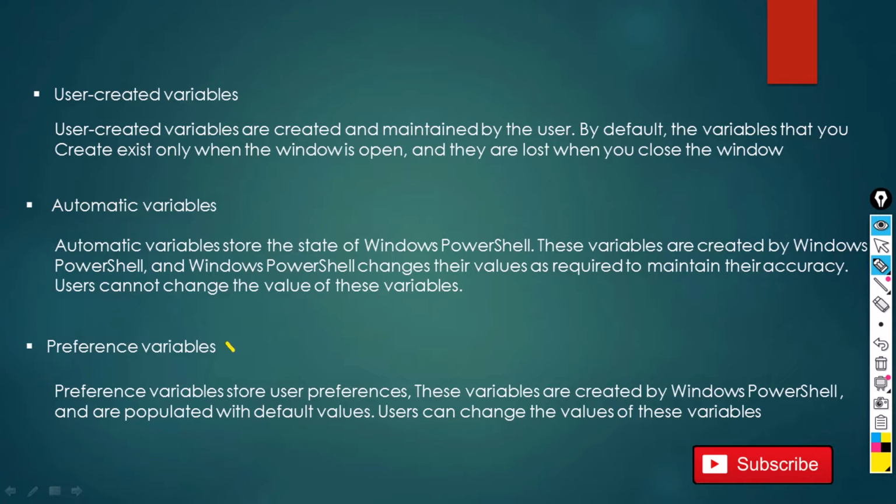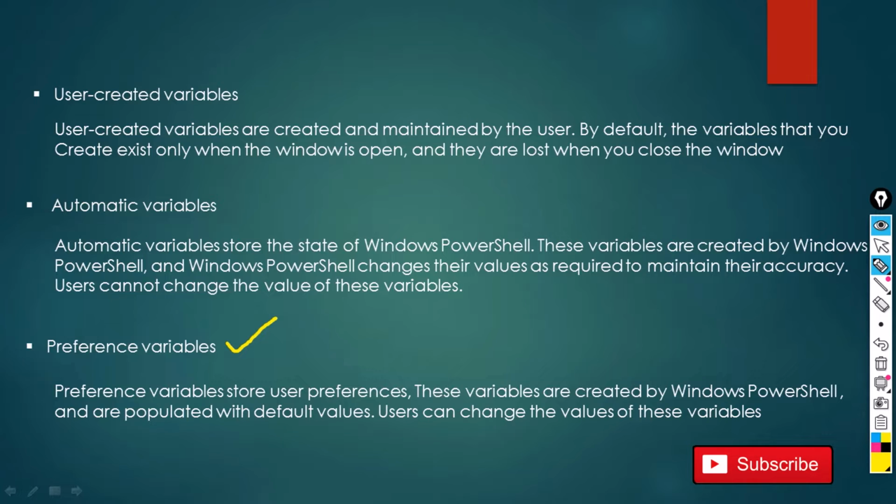And then the preference variables store user preferences. These variables are created by Windows PowerShell, and by default they have some default values which are on the safer side, but the user can always go ahead and change those preference variables, and you have the ability to do so.